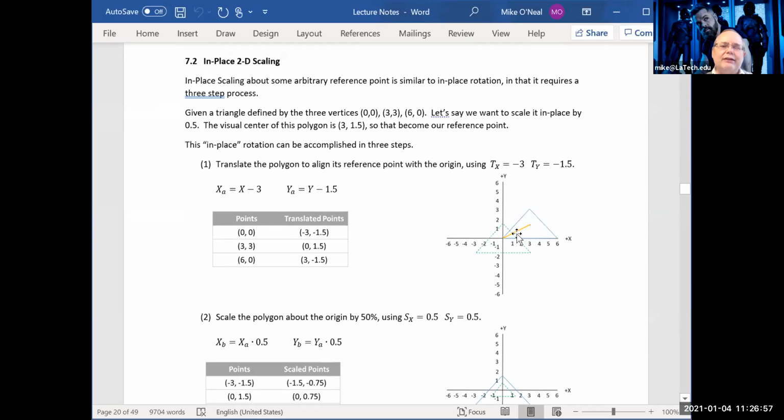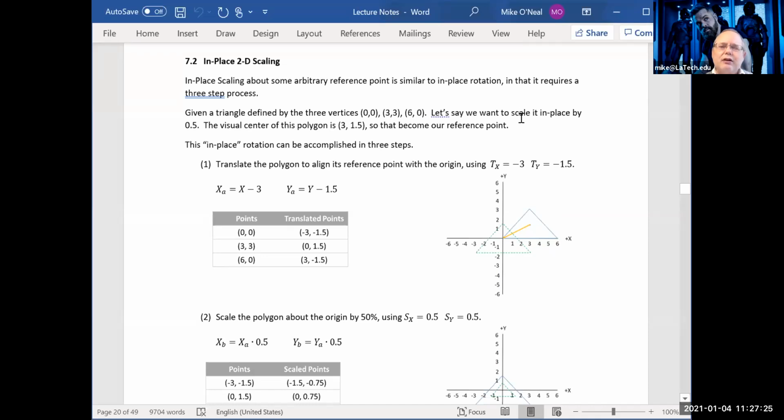Now, if I were to scale it, I think what I'm going to do here is shrink it by 50%. Well, if I were to shrink it and not move it, it would get smaller, but would also move in this direction towards the center, which I don't want it to do. I want it to stay where the reference point stays right there, but I want to shrink it.